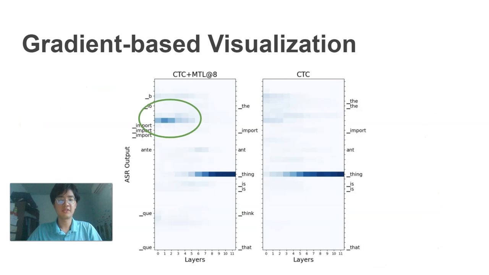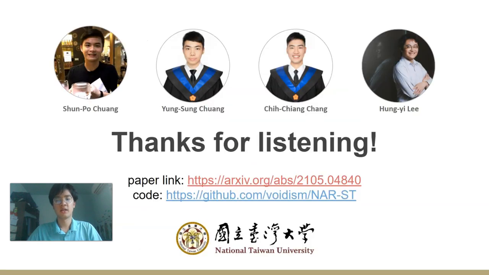We observed that multitask learning models focus on the corresponding speech segment at lower layers and aggregate the information to the corresponding output position in higher layers. On the contrary, for pure CTC models, there is no clear focus in lower layers, while in higher layers it keeps focusing on the same position. This is a brief introduction to our work.